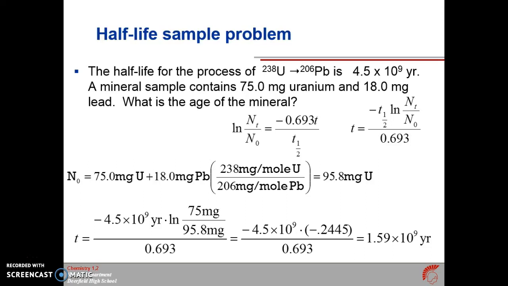So now we can go in and solve the equation. Again, here is the version not using the solve function. If you want to use this equation and just go right into your solve function to solve for the time, you can do that. Hopefully in both cases you get 1.59 times 10 to the 9 years.